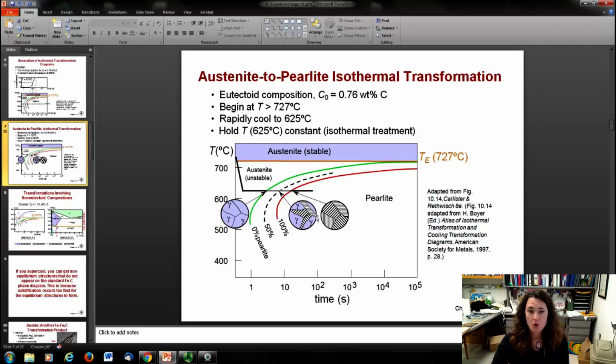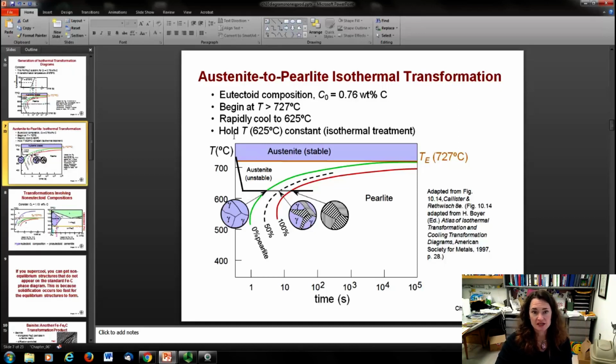So what you do on your isothermal transformation diagram, if you want to figure out exactly what you've got, is draw lines to indicate what you're doing to the material. So for example here in black, it shows that you're beginning at a temperature of 727 degrees C, higher than your eutectoid, so that's up here, and then you rapidly cool it to 625 degrees C. That's shown by that black diagonal line that goes from above the eutectoid down to about 625. That's rapid. It happens in less than a second.